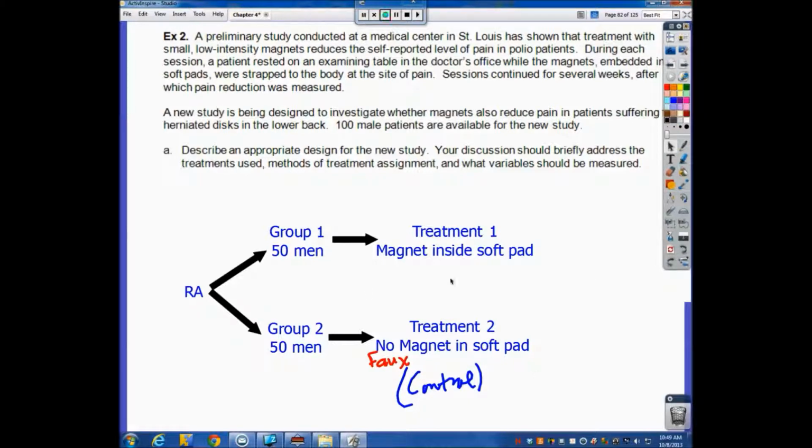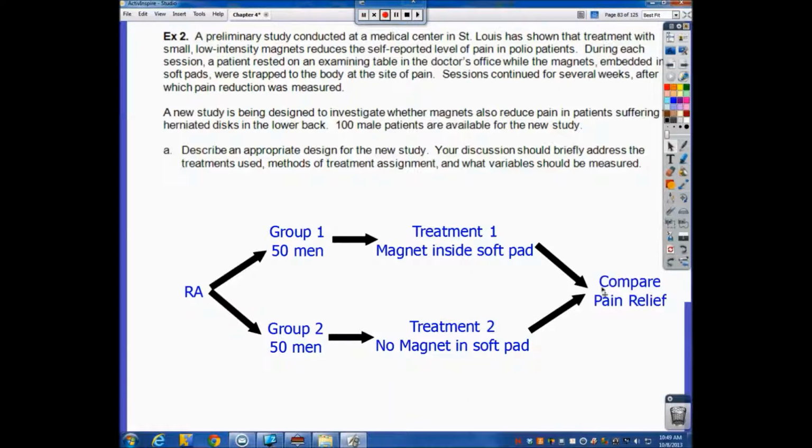Okay, because really people that are getting the magnet inside the soft pad, maybe they feel like, hey, I got better. My herniated disc in my lower back, the pain's gone away. Excellent, this really worked. But it could just have been a placebo effect. Just because they know they were receiving a treatment, maybe psychologically, a miracle happened and the pain went away just because they thought they were getting an actual treatment. And maybe the magnet really isn't the best thing since sliced bread. People just thought it was going to be the next best thing since sliced bread.